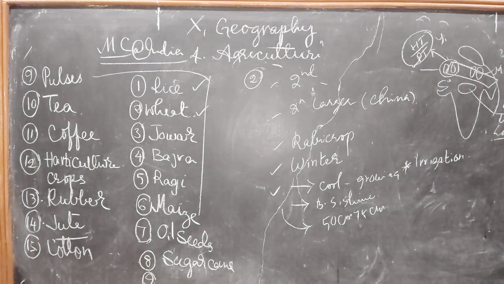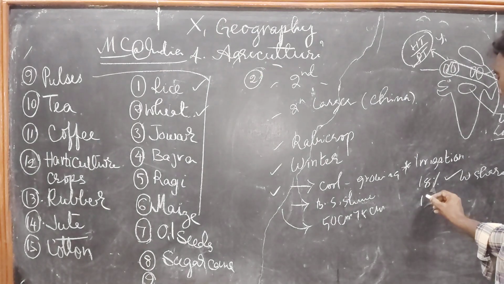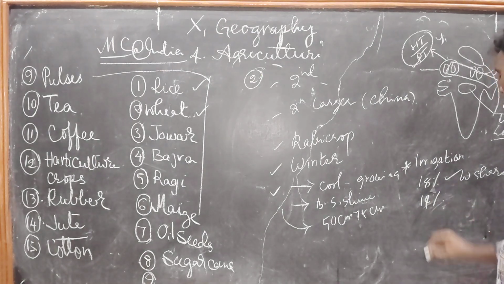It is also producing nearly 18% of the world share. But the cultivated land is only 14% in India. Is it clear? It is about the wheat.